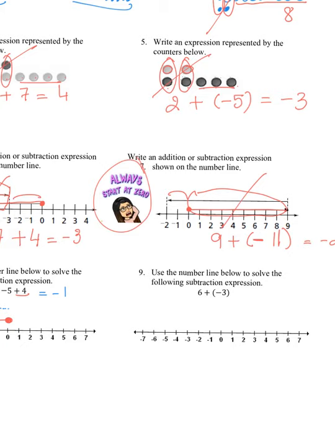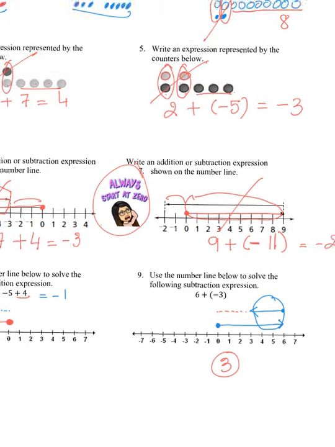Number 9, we start at 0. I need to go to the right 6 units. Negative 3 means I'm going to go back, to the left, 3 units, 1, 2, 3. Zero pairs, and this is my answer, 3. Positive 3, 0 to 3 is positive 3.